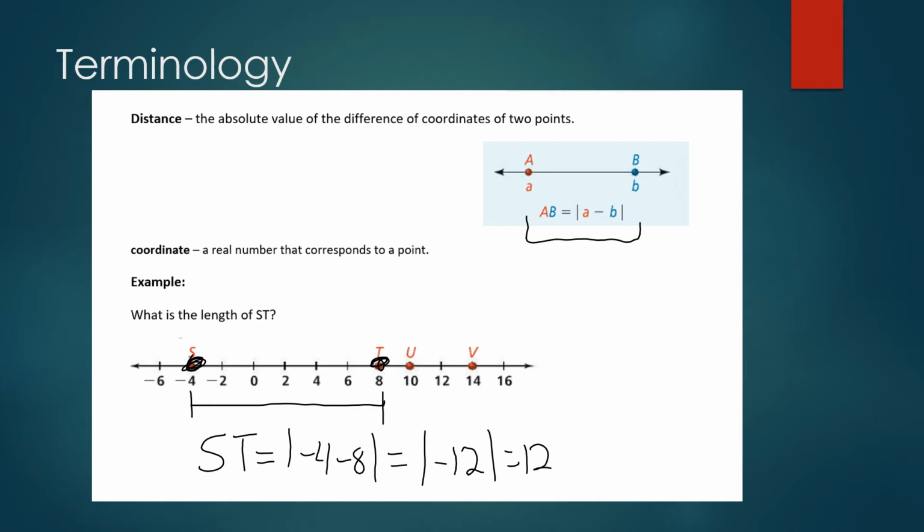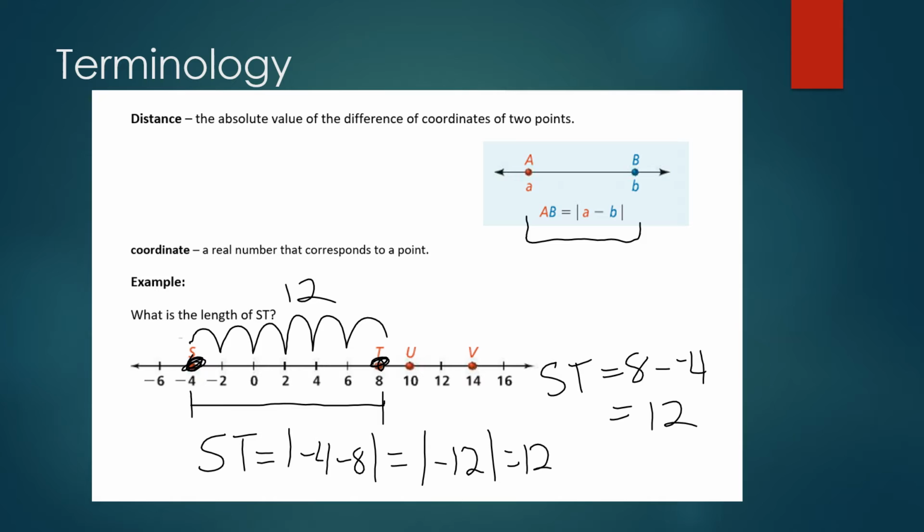That's one way to do it. The other way to do it is that ST, the bigger number, is 8 minus -4, which also equals 12. And if you wanted to really go like caveman style on this, you could count it. Just know that you're going in increments of 2, so it would be 2, 4, 6, 8, 10, 12. So any way we do it, we're getting 12. I don't suggest going with the counting method, but more power to you if that's what you choose to do.